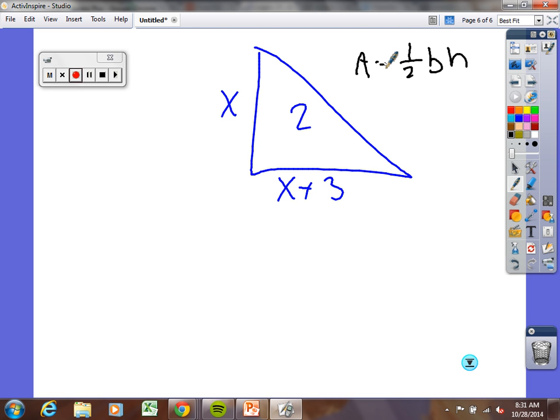So here we go. What's our area? 2. What's our base? X plus 3, right? What's our height? I just did the height times base. It really doesn't matter, does it? Because the commutative property.